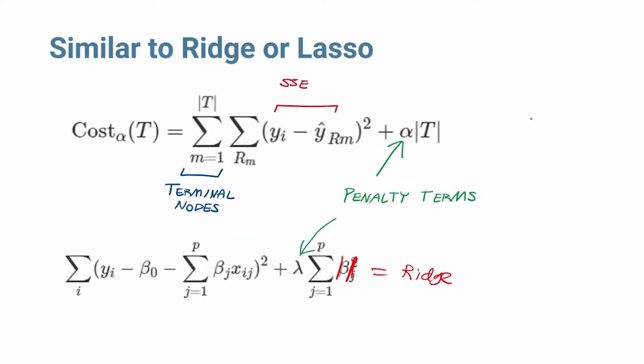Well, what about with ridge regression? So recall, with ridge regression, you took the SSE, the sum of the squared errors, and then you added the value lambda times the square of the coefficients. So this was the loss, and then you add the penalty terms.